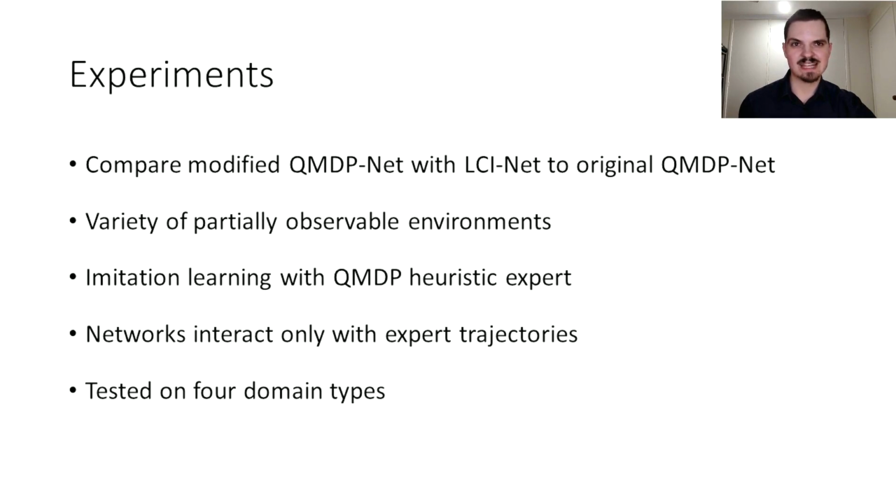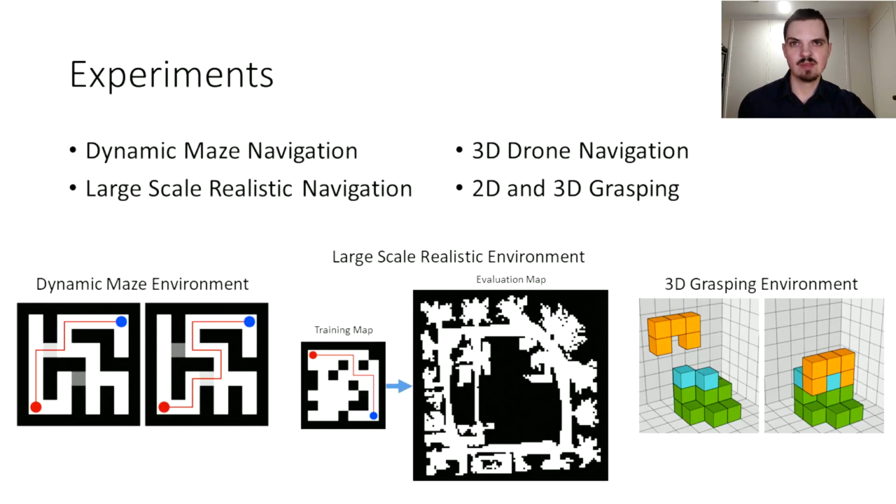Only trajectories where the expert was successful were included in the training set. The networks interact only with the expert trajectories and not with the ground truth model. All hyperparameters for both networks are set to match those used in the QMDP-Net experiments. We tested the networks on 4 domain types.